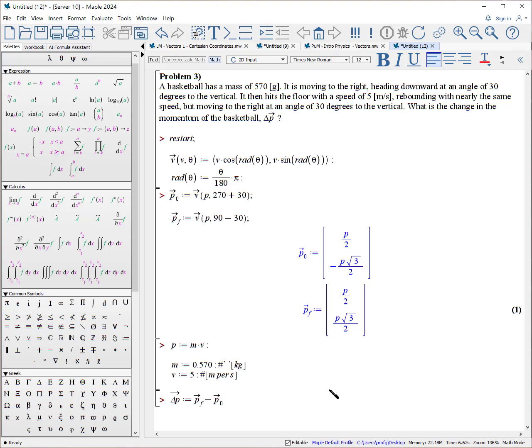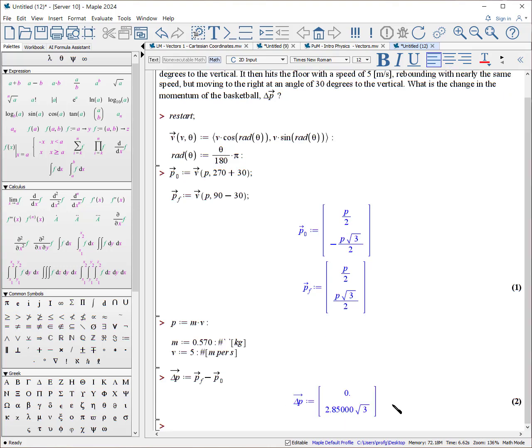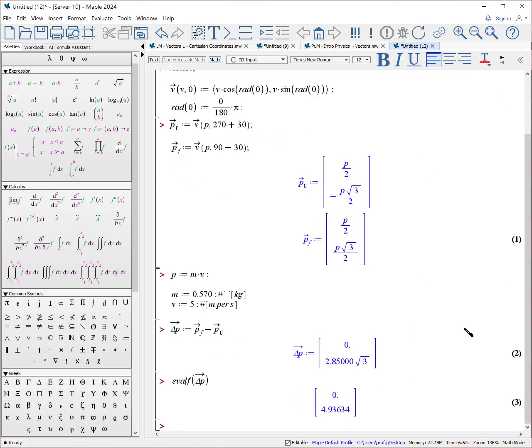We're finally ready to do the physics, and the physics basically says what we want is the change in the momentum. That's the final momentum minus the initial momentum. That's the change. This is our answer. We would like to get a floating point approximation, which we do, and it turns out, not surprisingly, there's no change in the momentum in the horizontal direction. All the change in momentum is in the positive vertical direction.